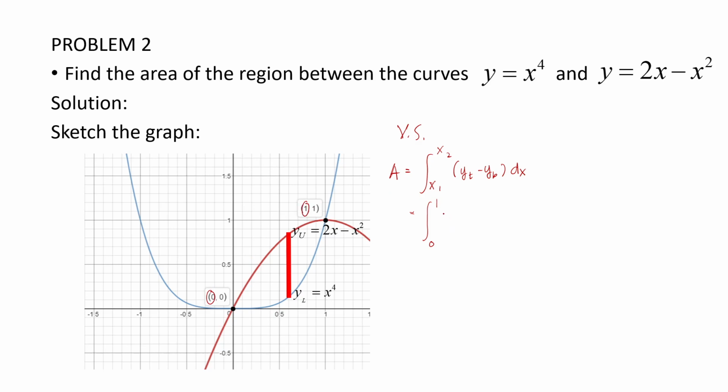And then we're going to put y top first. So y top is 2x minus x squared. Then y bottom is the blue graph. That would be x to the power of 4. So again, you may use your calculator. So what was your answer? If I answer, I'm not sure. Is this correct?